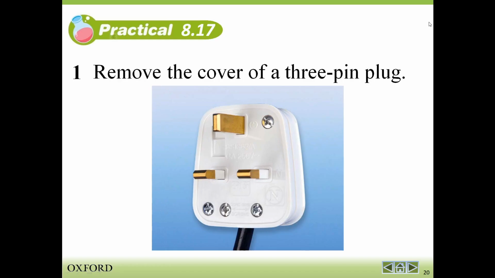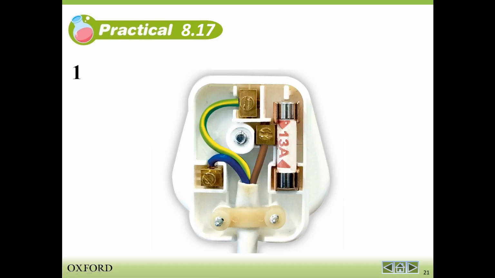Okay, then you can see how to fix the 3-pin plug now. But remember that the color of the wire for each pin is different. For the earth, it is yellow and green. For neutral, it is blue. And for live, it is brown. And the live wire must be connected to a fuse.